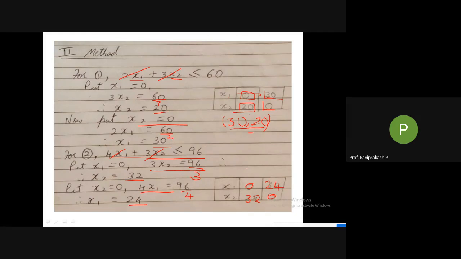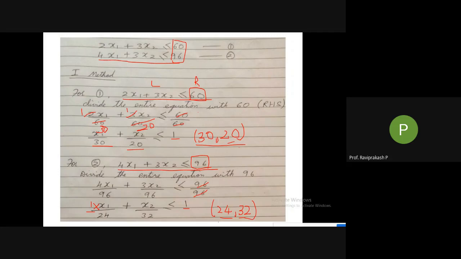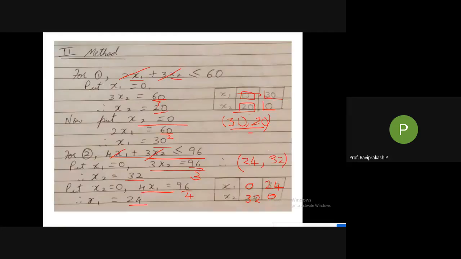So again, if I write this in normal format, x1 is 24, so this is 24 comma 32. We'll go back and see whether 24 comma 32 is there. Yes, 24 comma 32. See here, 24 comma 32. Here also 24 comma 32. First one is 30 comma 20, second one is 24 comma 32. So this is the second method.